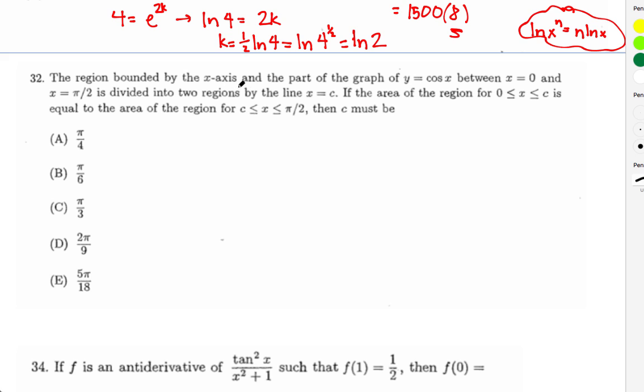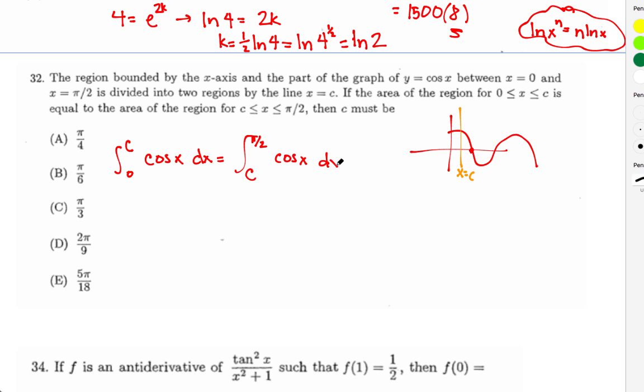So the region bounded by the x-axis and y equals cosine x between 0 and pi over 2 is divided into two equal regions by the line x equals c. So we have this cosine graph, right? And this line x equals c is going to split it into two equal regions, and we're only going up to pi over 2. So the areas of both of them have to be equal. In order for that to be true, the integral from 0 to c of cosine x dx must be equal to the area between c and pi over 2.